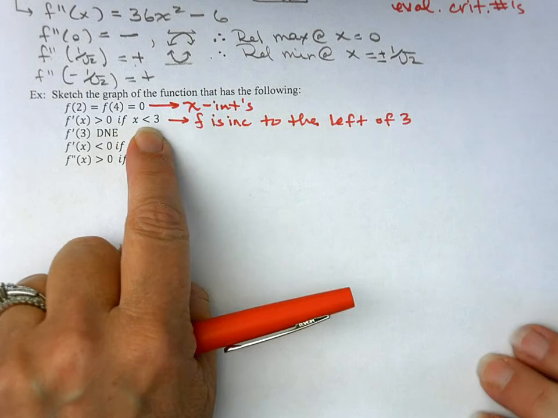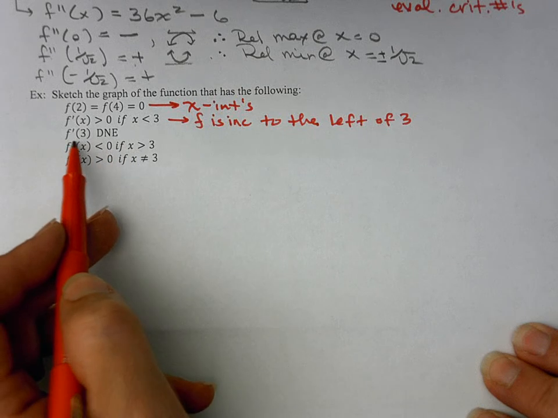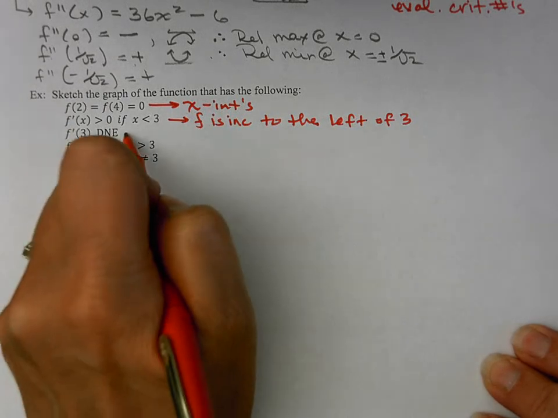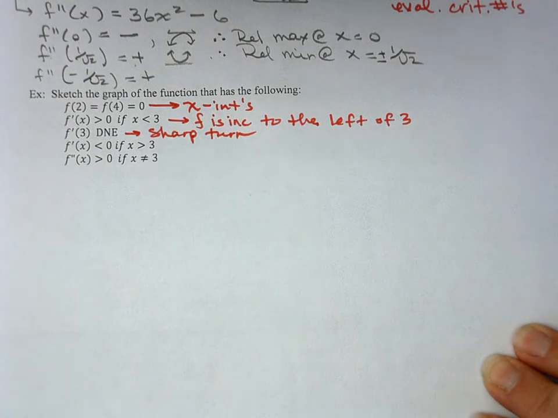F prime of 3 does not exist, so there is no defined slope at 3, right? So that means we're going to have some sort of sharp turn at x equals 3. So that just means there's going to be a sharp turn here, or a cusp, something like that. That's what that's telling me.